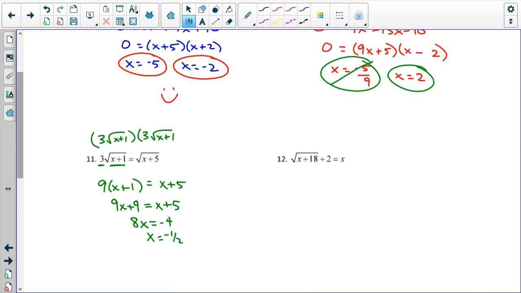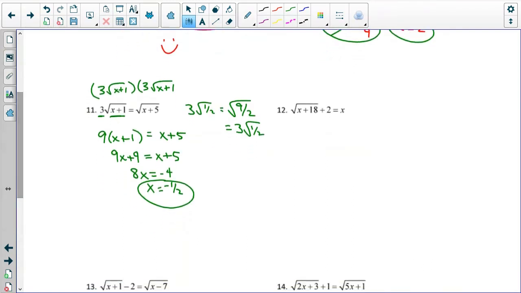If I substitute these values in, I get 3 times the square root of 1/2 equals 5 minus 1/2, which is the square root of 4 and 1/2, which is the same thing as the square root of 9/2, which does equal 3 times the square root of 1/2. I don't need to simplify it anymore. I just know that it works. So x equals negative 1/2 is correct.